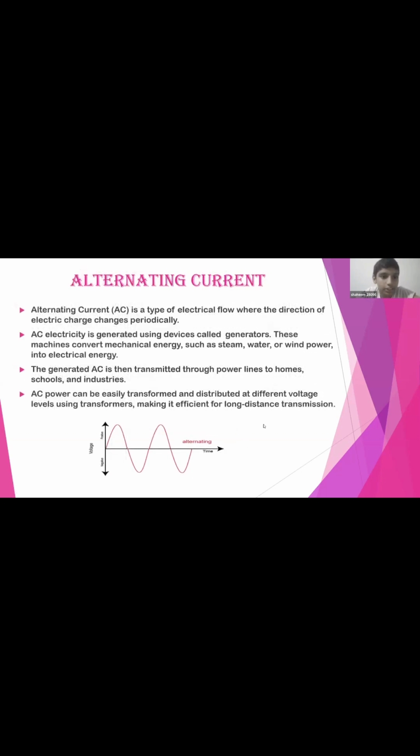Okay. Alternating current. Alternating current is a type of electric current where the direction of the electric charge changes periodically. Alternating current electricity is generated using devices called generators. These machines convert mechanical energy such as steam, water, or wind power into electrical energy. The generated AC is then transmitted through power lines to homes, schools, buildings and industries.